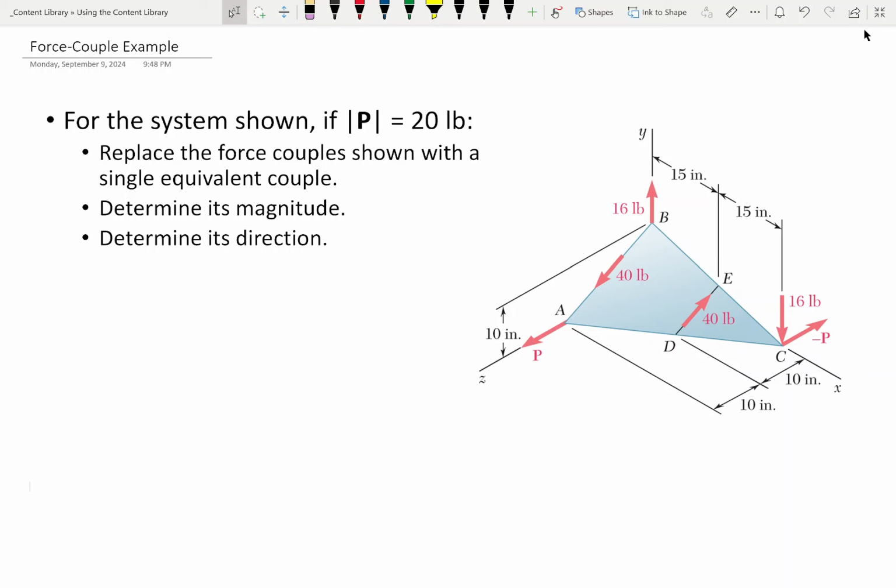If you're wondering what I'm doing here, what I'm saying is that this pair of 16-pound forces causes a moment. That pair of P forces causes a moment. That pair of 40-pound forces causes a moment. So if I can write those moment vectors, I can just add them up. Okay? So that's how we're going to handle this problem. Now, before we go down the rabbit hole of doing this and writing all these vectors, I do want to go ahead and get some point coordinates because we are going to need them.